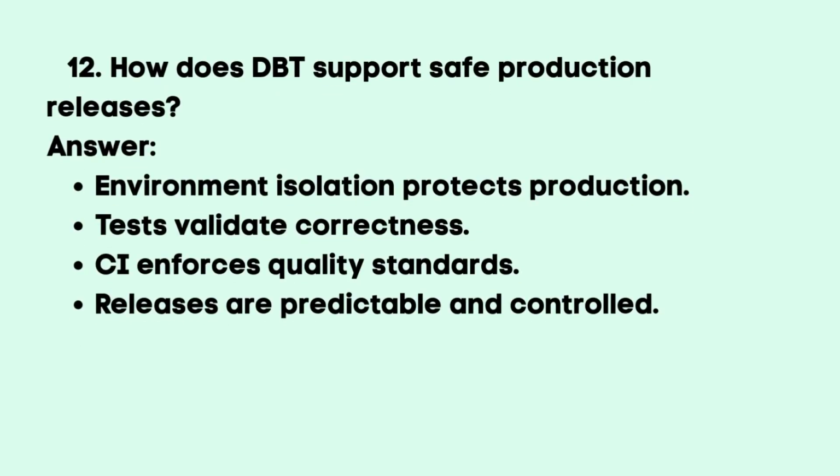How does DBT support safe production releases? Answer: Environment isolation protects production. Tests validate correctness. CI enforces quality standards. Releases are predictable and controlled.